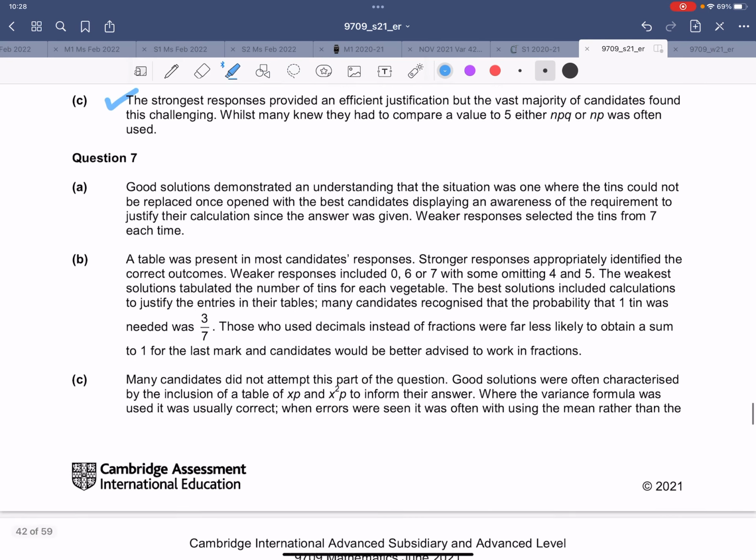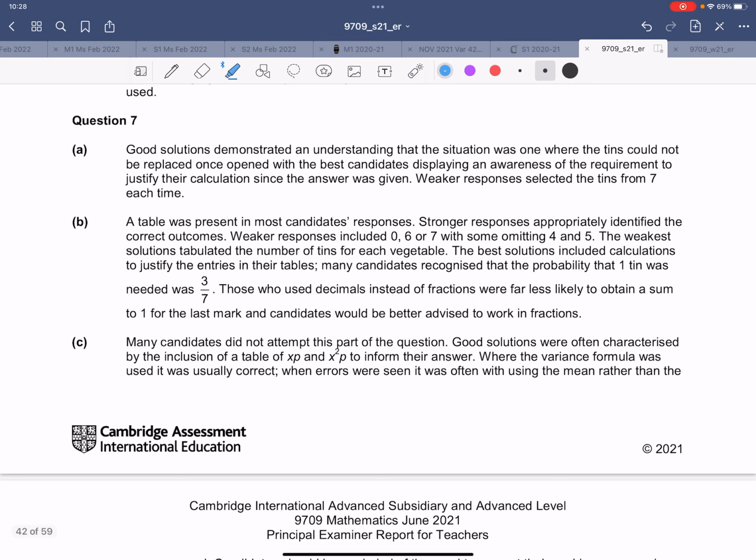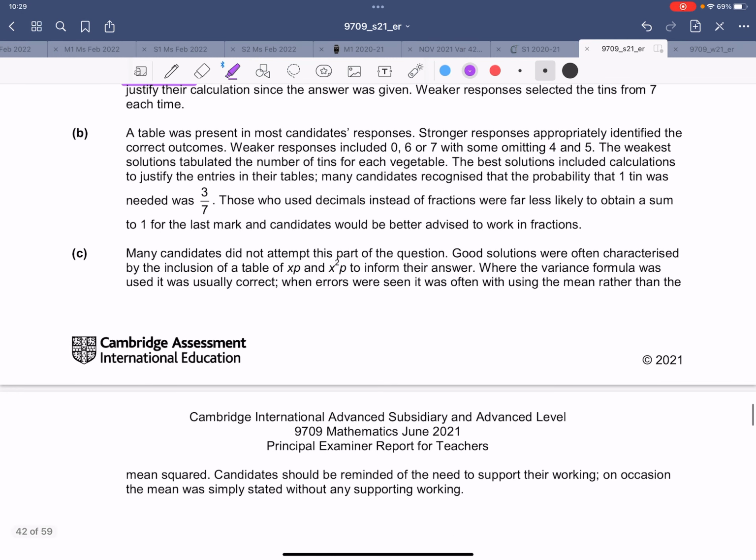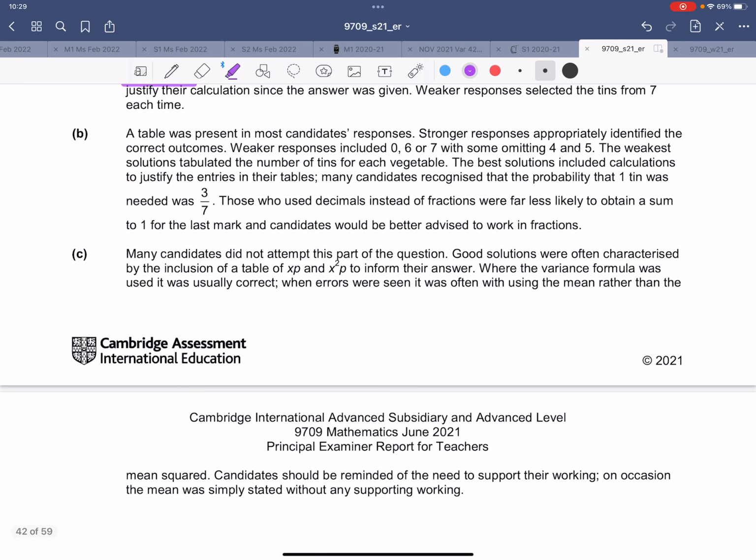This one was that Sharma question. Good solutions demonstrated an understanding that the situation was one where tins could not be replaced once opened, with a requirement to justify the calculation. Weaker responses selected the tins from 7 each time. That's wrong. A table was present in most candidates' responses. Stronger responses appropriately identified the correct outcomes. Weaker responses included 0, 6, 7, with some omitting 4 and 5. The weakest solution tabulated the number of tins. The best solutions included calculations.